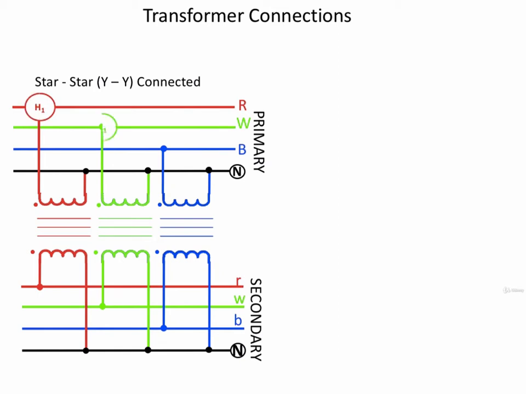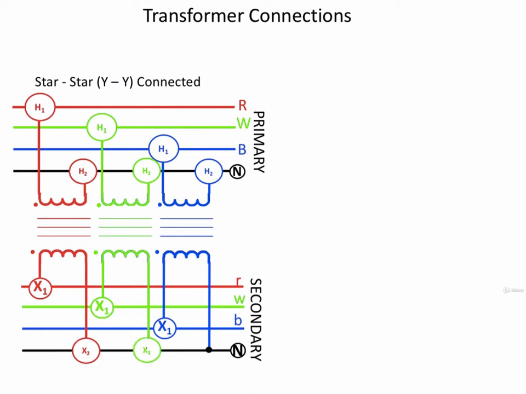The high voltage H1 terminals are connected to the individual phase conductors, and the high voltage H2 terminals are connected together to form a neutral. The low voltage X1 terminals are connected to the individual conductors, and the low voltage X2 terminals are connected together to form the neutral.